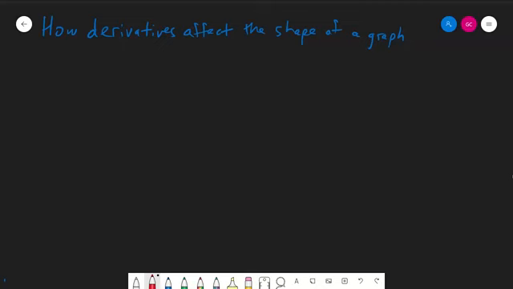In this lecture, we're going to talk about how derivatives affect the shape of a graph. We're going to start with a result, which we've almost been using implicitly for a while, but let's just make it concrete. We'll call this a theorem. f is increasing on the interval, say from a to b, if and only if f prime is positive on that interval.